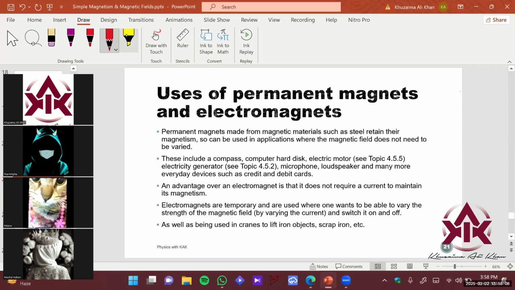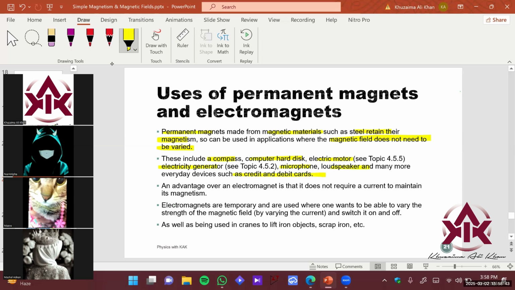So permanent magnets are made from magnetic materials such as steel. They can retain their magnetism, which we have learned multiple times, right? So they can be used in applications where the magnetic field does not need to vary. If you want the magnetic field to be fixed, so that it does not vary, you can use it there, like generators. This includes compass, computer disk, electric motor, electrical generator, microphones, loudspeaker, debit cards, credit cards. If you learn any three of them, that is more than enough, okay.